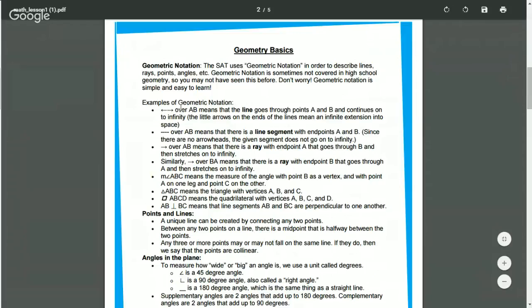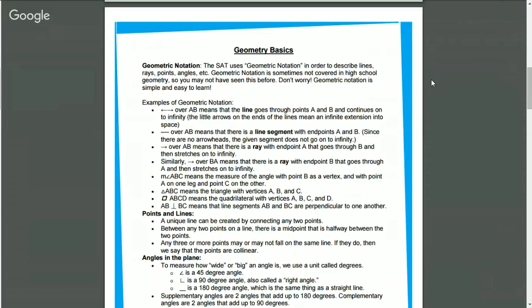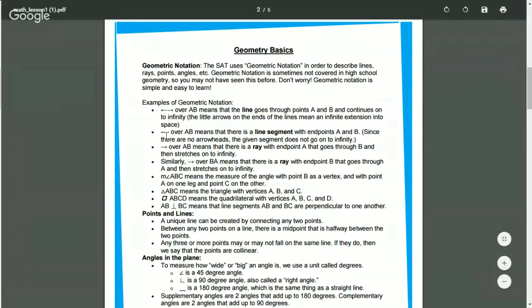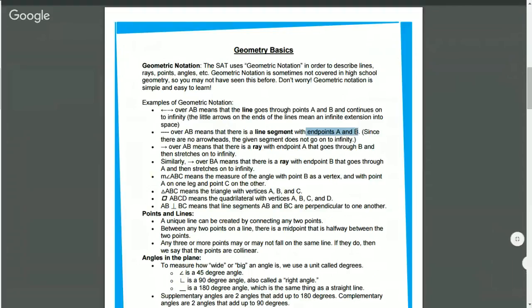If there's a line over AB, that means that the line goes through points A and B and continues on to infinity, all the way without stop. A segment over AB means that there's a line segment with endpoints A and B. So the difference between the first and the second is that the first line goes to infinity, but the second has endpoints, which means that the line ends at these two points.